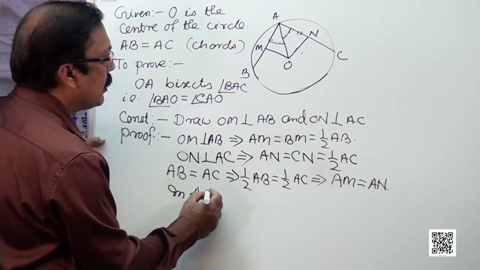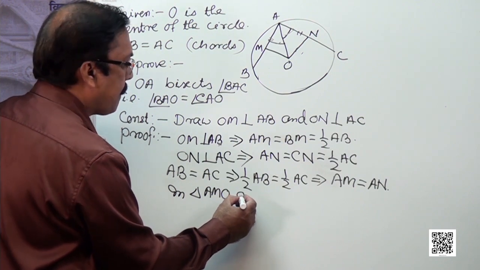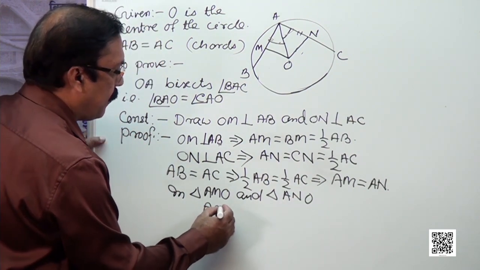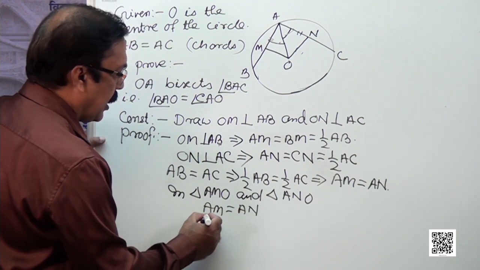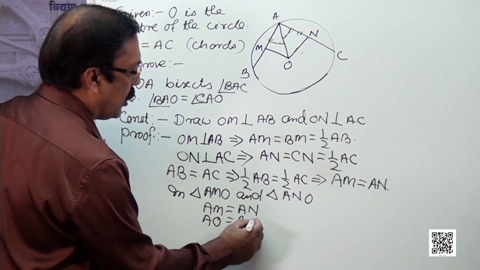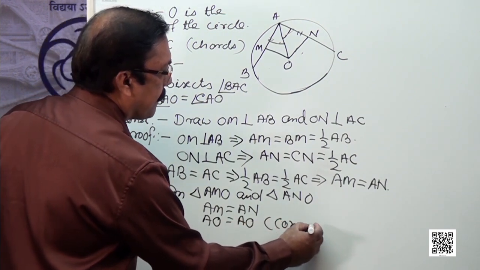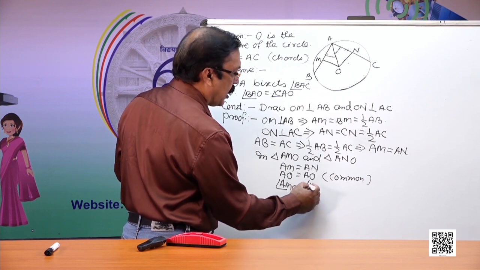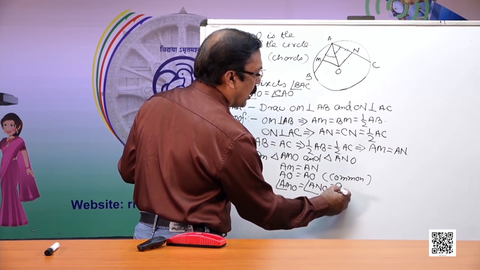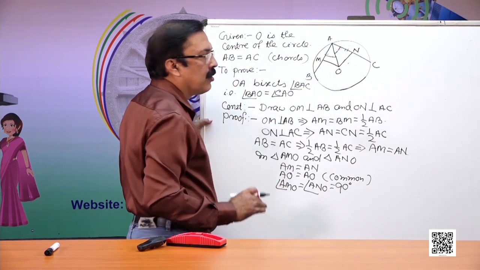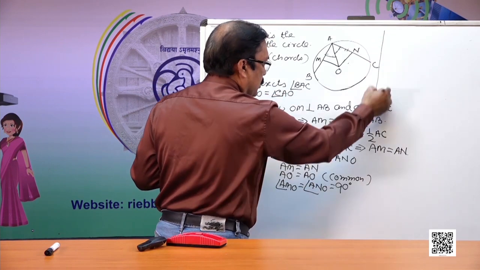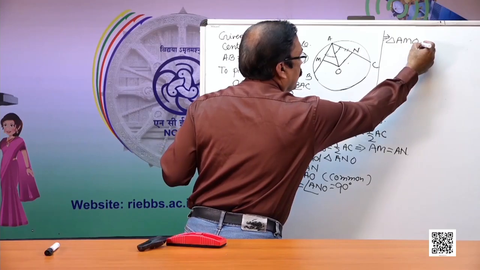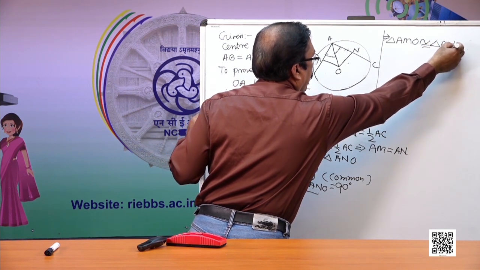In triangle AMO and triangle ANO, what are equal? AM is equal to AN, AO is common, and angle AMO is equal to angle ANO. These two are 90 degrees as these two are perpendicular to respective chords. So this shows that triangle AMO is congruent to triangle ANO.